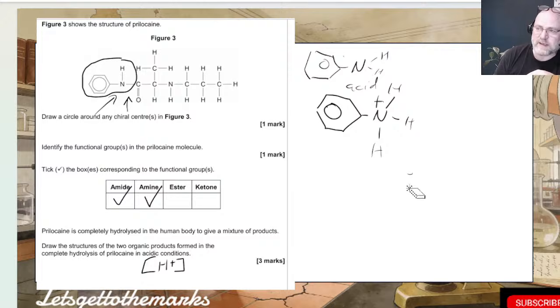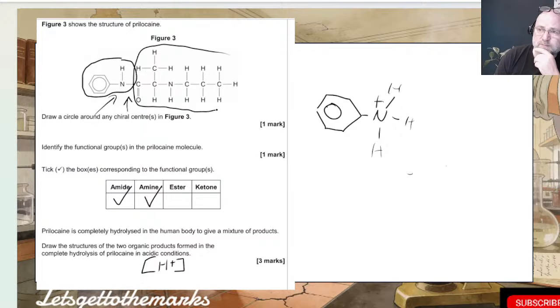So one of our things over here is going to be this. If we want to see what the other product is going to be, the other product is basically that. And we're just going to bring it back to a carboxylic acid, right?